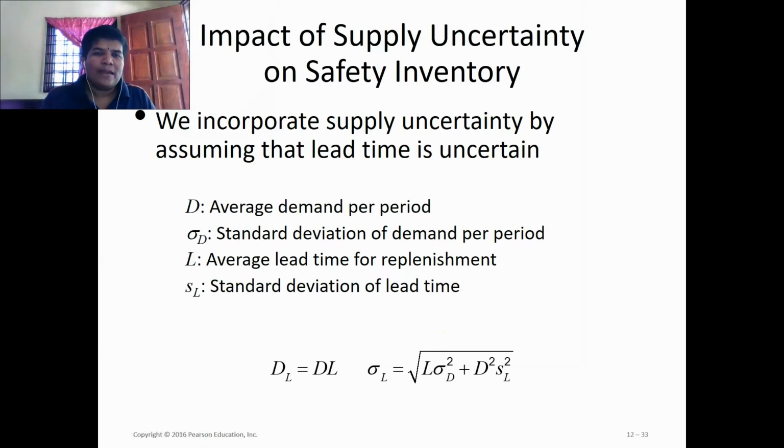We incorporate supply uncertainty by assuming that lead time is uncertain. These are the given formulas: D for average demand per period, sigma D for standard deviation of demand per period, L for average lead time for replenishment, and sL for standard deviation of lead time.